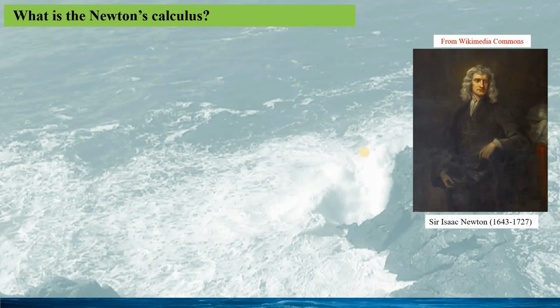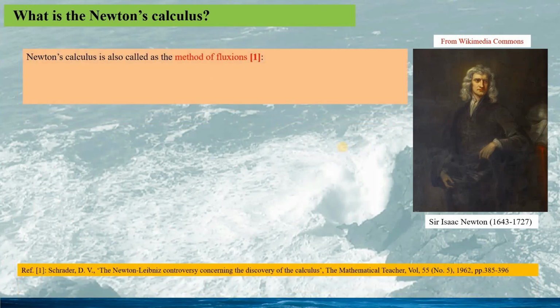Isaac Newton was one of the greatest mathematicians in history, and one of his greatest contributions was the core invention of calculus. But what exactly is Newton's calculus? Here I would like to make a brief introduction on that. Newton's calculus is also called the method of fluxions, based on reference 1 here.